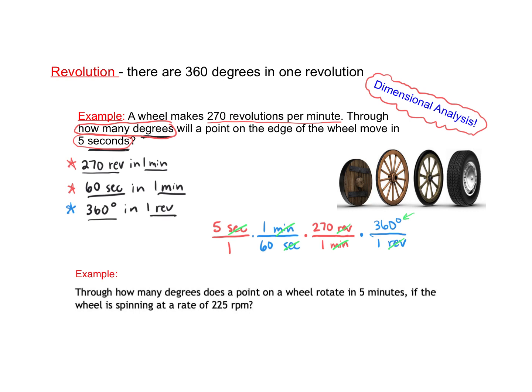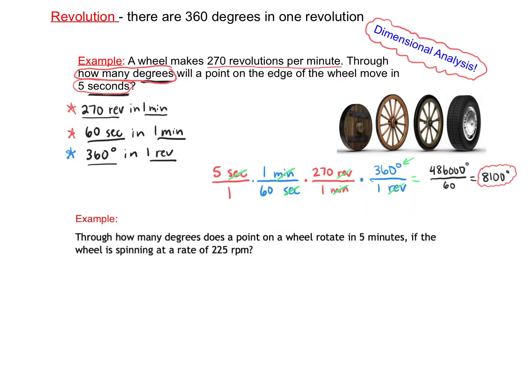So now that I have it in the proper unit, now I'm ready to do my multiplication straight across the top and straight across the bottom. And when we do the final calculations, we end up with 8,100 degrees. So that's in 5 seconds, that's how many degrees that point on the wheel will have rotated.